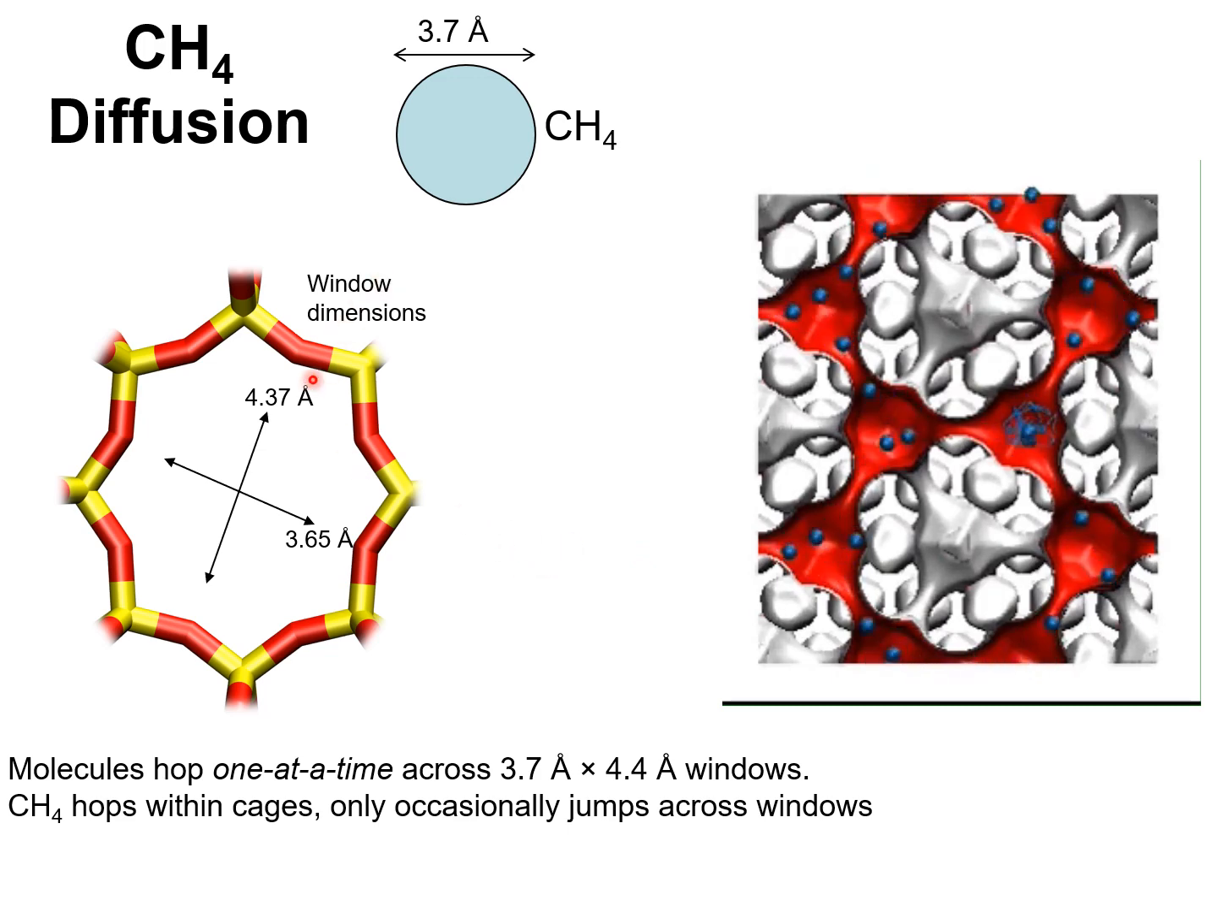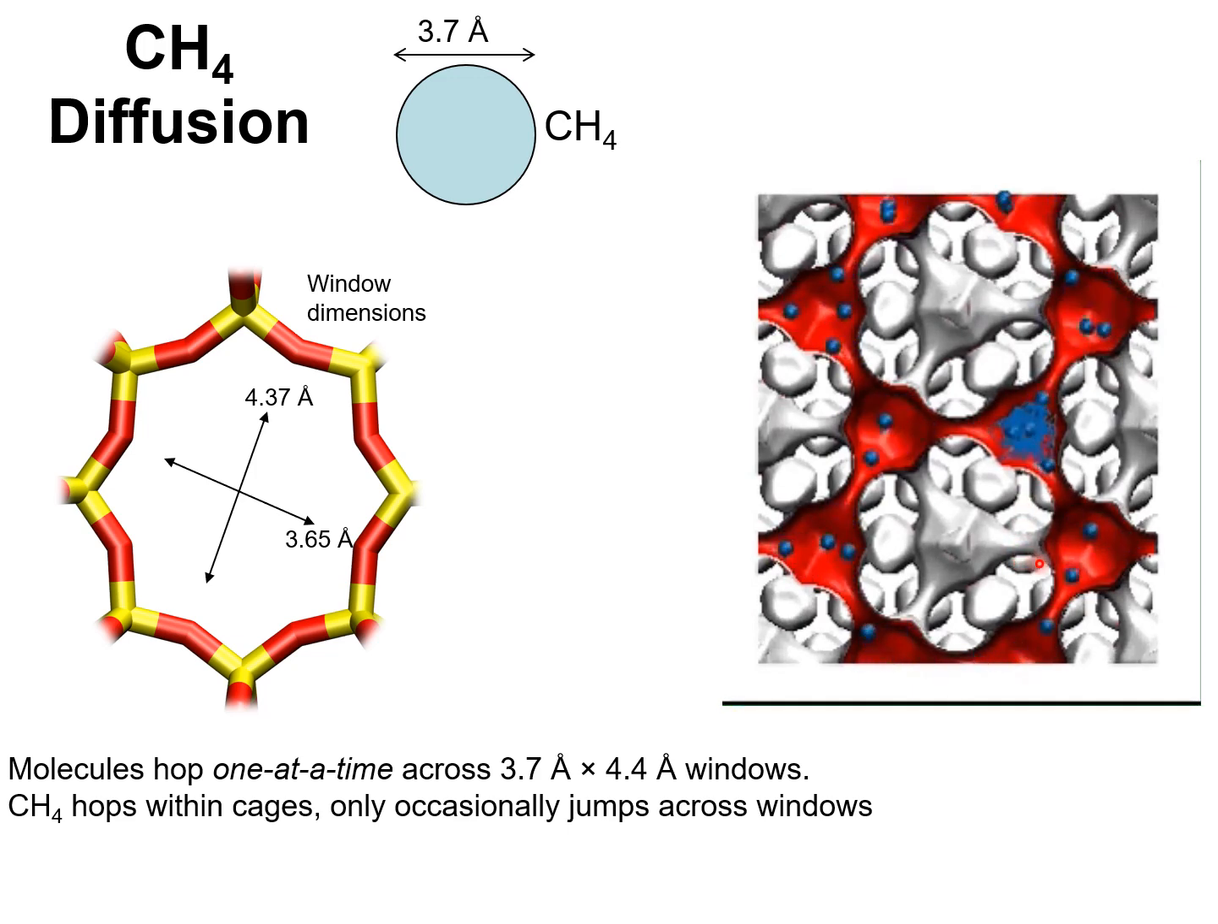Methane is much more strongly constrained at the window. It is able to cross the window because the windows are not completely rigid and have some degree of flexibility. Predominantly, the hopping of methane molecules in DDR is occurring within the cages. As you can see from the trajectory of a single methane molecule, it is located within the cages.